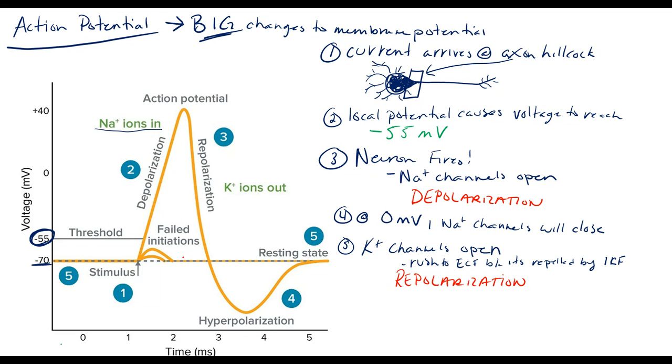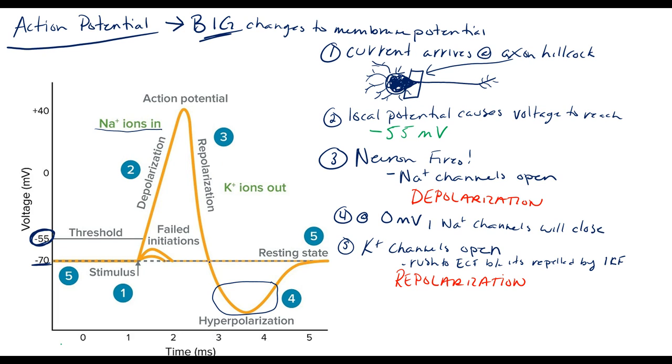Now, what you see here on this graph is a little bit of a dip in this area here. This hyperpolarization, this dip, is caused by the potassium channels staying open a little bit longer than they should. So when all of those potassiums rush out to the extracellular fluid, the inside of the cell is going to become more negative. So it's going to rush.